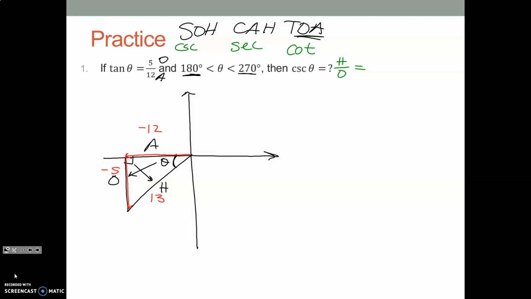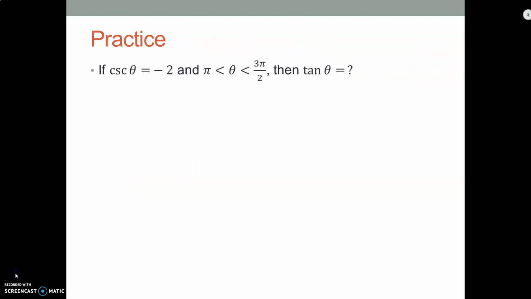So my hypotenuse is 13, my opposite is negative 5, so your answer is negative 13 over 5. Okay, one more. Again, if you have not paused the video, please pause it and try it on your own. I'm going to click to the next slide. Again, make sure you have paused this and tried it on your own.